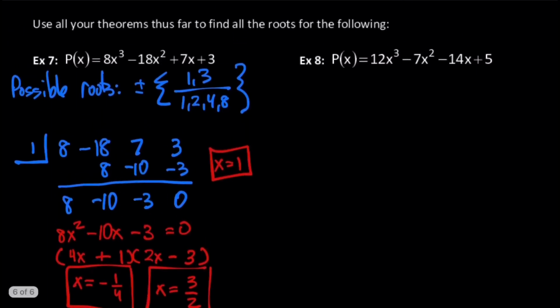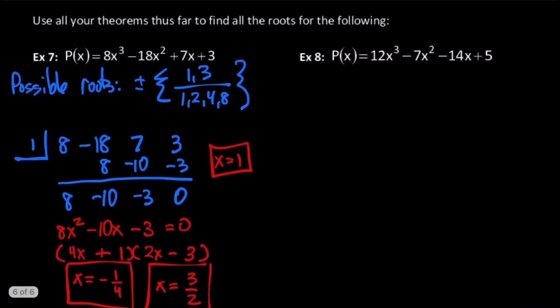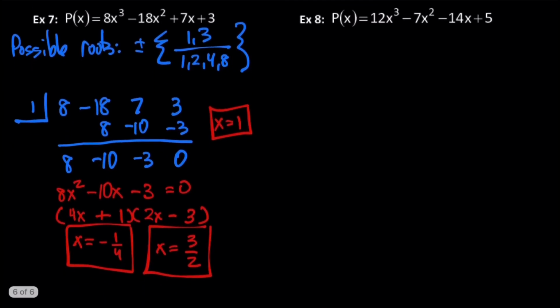The directions said find all the roots. We don't have to sketch it, we just had to find the roots. But this should make sense, because notice, negative 1/4. Well, here's how you get it. Negative 1/4 fits in with that possible root theorem. This one is 3/2. It's right there. If you got a fraction like 5/7, you did something wrong, because 5/7 cannot be created with these factors up above.